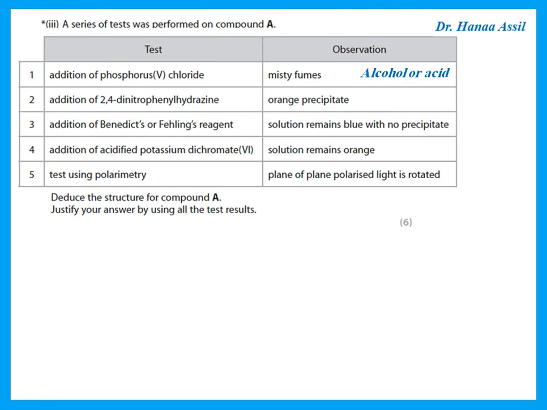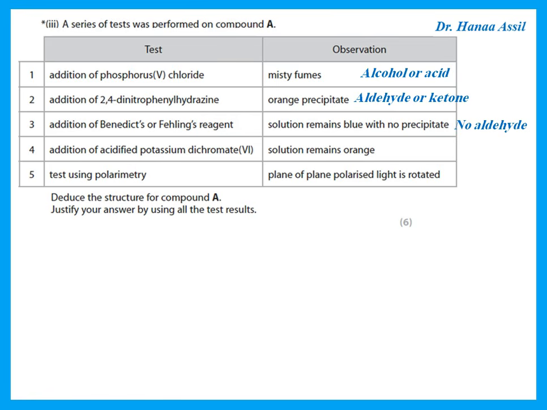Then he added 2,4-dinitrophenylhydrazine and he got an orange precipitate. What would give you orange precipitate with 2,4-dinitrophenylhydrazine? Aldehydes or ketones. Both aldehyde and ketone would give you an orange precipitate. Then he added Fehling's solution and the solution remained blue. So that means that we don't have aldehydes, because aldehydes are the ones that would react with Benedict's and Fehling's.